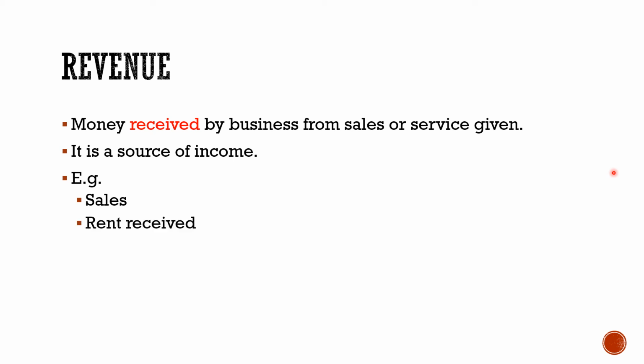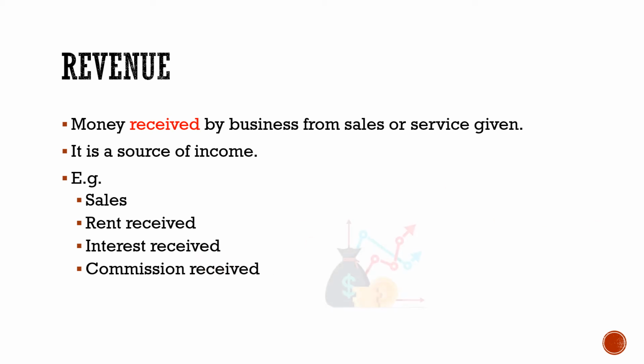Money received from sales or service is a source of income. Examples: sales, rent received, interest received, commission received. As you can see, just now we also had rent, interest, and commission. But how to differentiate expenses and revenue is that you see the word received behind. Then we can almost automatically know that this is a revenue to us. If you do not have the word received, just rent, then it will be an expense. If it's just interest, then it will be an expense. If it's just commission, then we assume that it's an expense. So with the word received behind, it is a revenue.